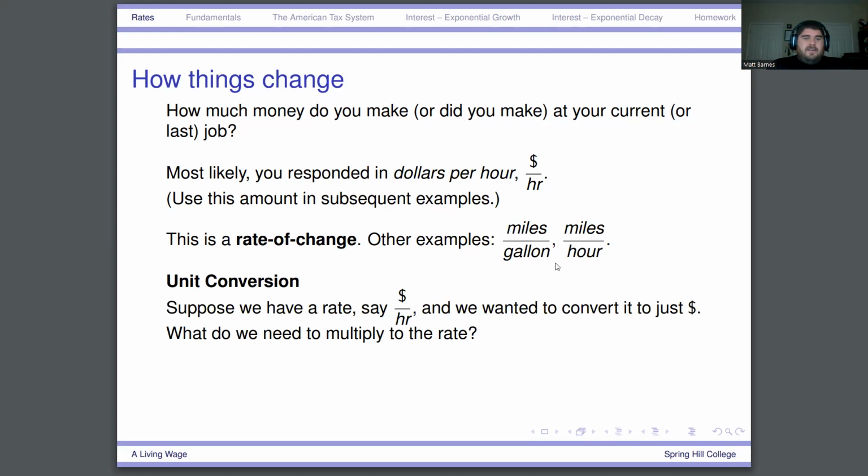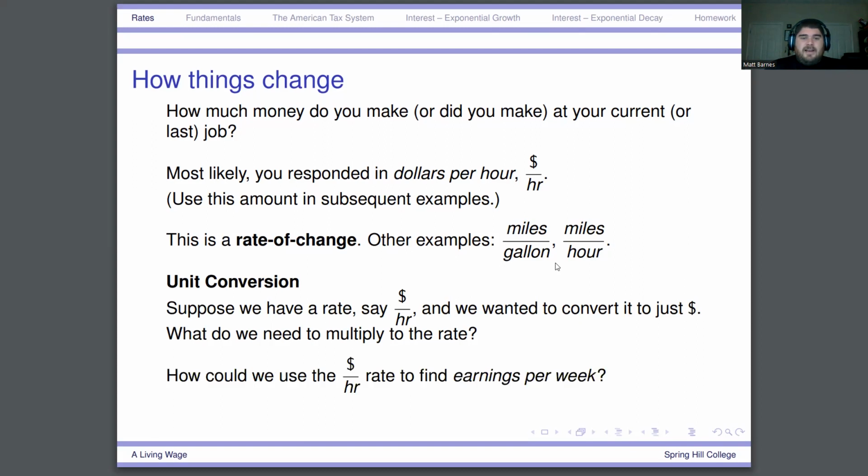And so if we want to take that rate that we have for our job, so you make $20 an hour, and we wanted to convert it to just dollars, then all we need to do is multiply by the number of hours, and then boom, we've got the total number of dollars that we have in our bank account from whatever time frame we're looking at. So if we wanted to find earnings per week, pretty straightforward. How many hours did you work in that week?